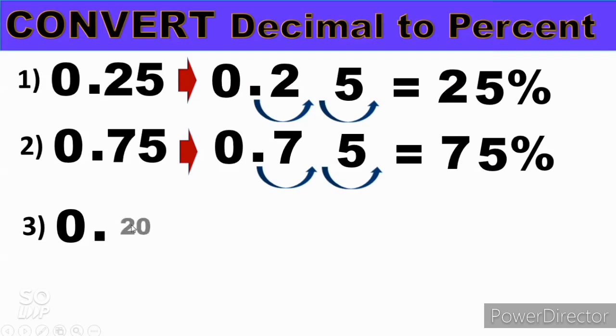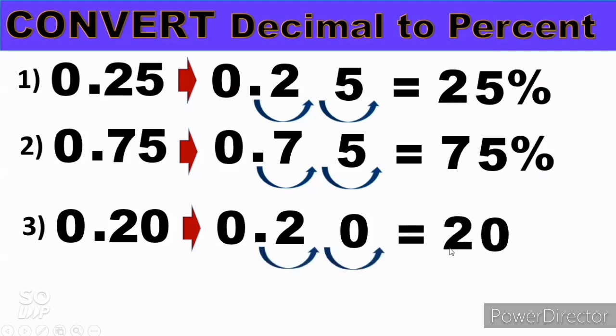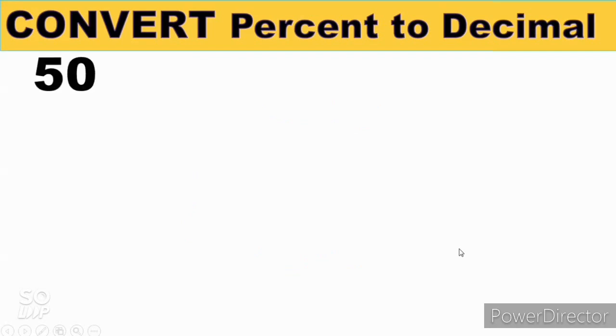Next, number 3, 0.20. Okay, move the decimal point going to the right direction. So we have 1, 2 decimal places. Then now we have 20. And add percent, we have 20%. So that is how to convert decimal to percent. Okay, next, let's convert percent to decimal.